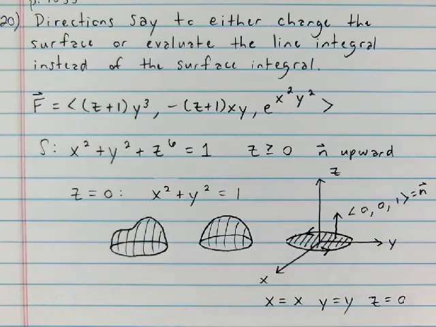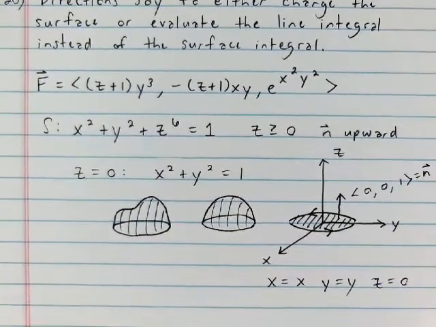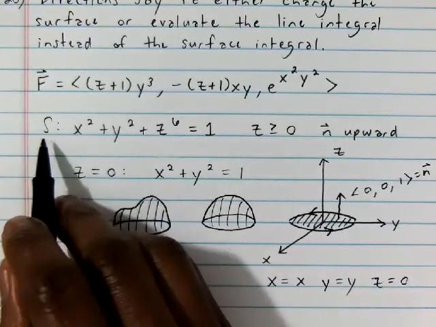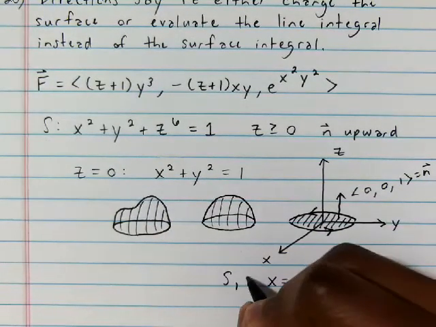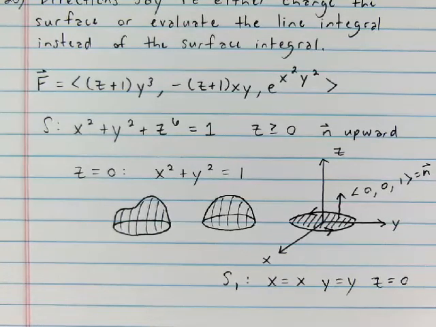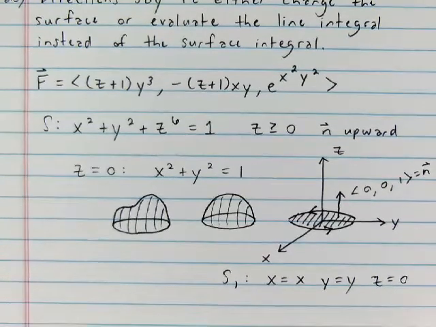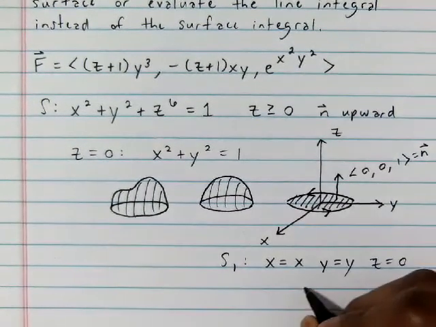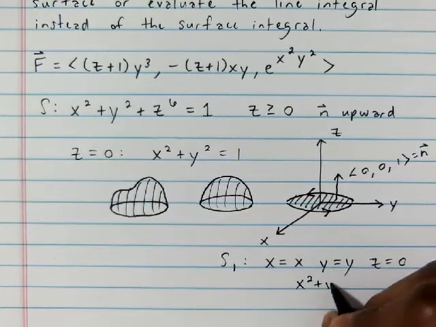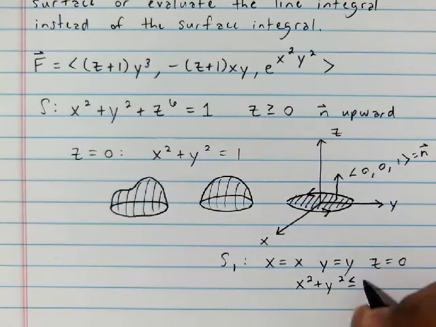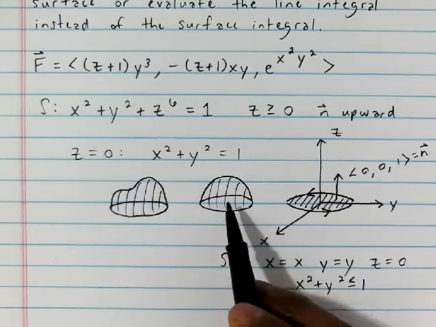So we would use our favorite parameterization. Instead of using this surface, we're now using that surface instead, because it's a lot easier for us to work with. And our bounds here would be x squared plus y squared is less than or equal to 1. Or you can use that surface if you wanted to.